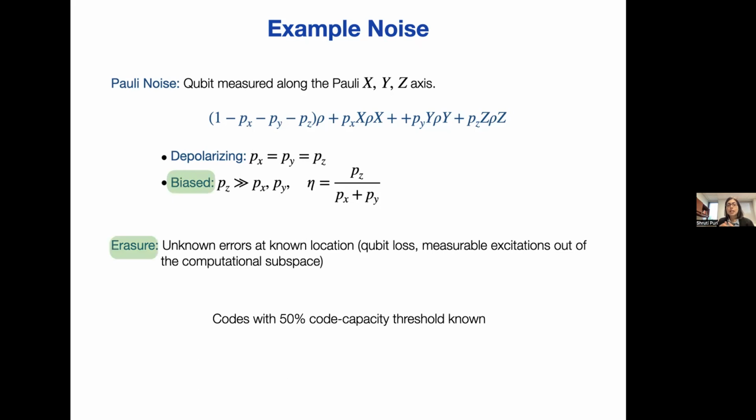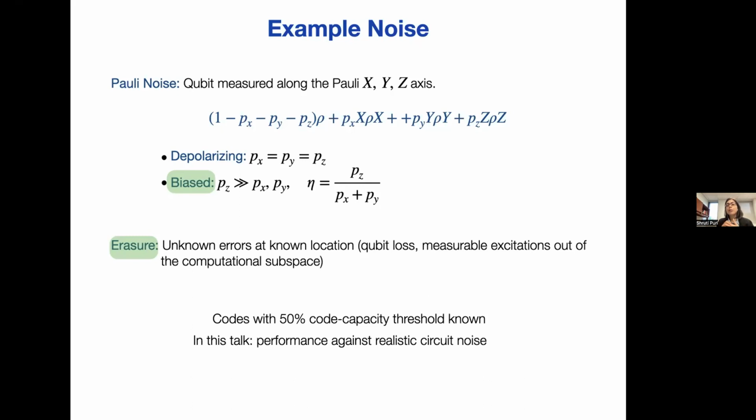It is known that quantum error correction with high code capacity thresholds of about 50% is possible for infinitely biased noise and erasure errors. By code capacity threshold, I mean the threshold assuming that the circuit you use for error correction is perfect. So in that case, we know that we get really good codes when you have biased noise or erasure errors.